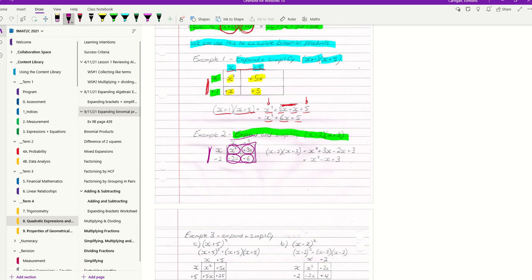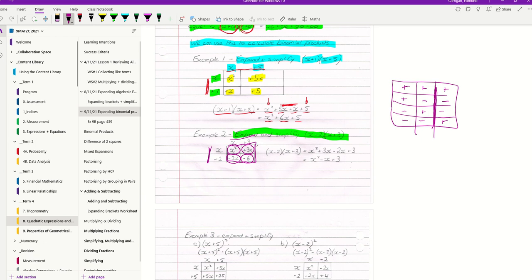Remember the signs we had from yesterday, which was that if we're multiplying them together, a plus times a plus gives us a plus, a plus times a minus is a minus, a minus times a plus is a minus, and a minus times a minus is a plus. So if we multiply two numbers together with different signs, we get a negative. If we multiply two numbers together with the same sign, we get a positive.